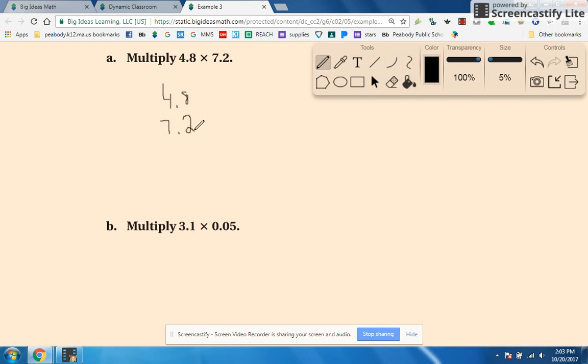So I'm going to pretend these decimals aren't even here. So I'm just going to pretend that this is 48 times 72. So 2 times 8 is 16, carry the 1, 2 times 4 is 8, plus 1 is 9. Start your second row with a 0.